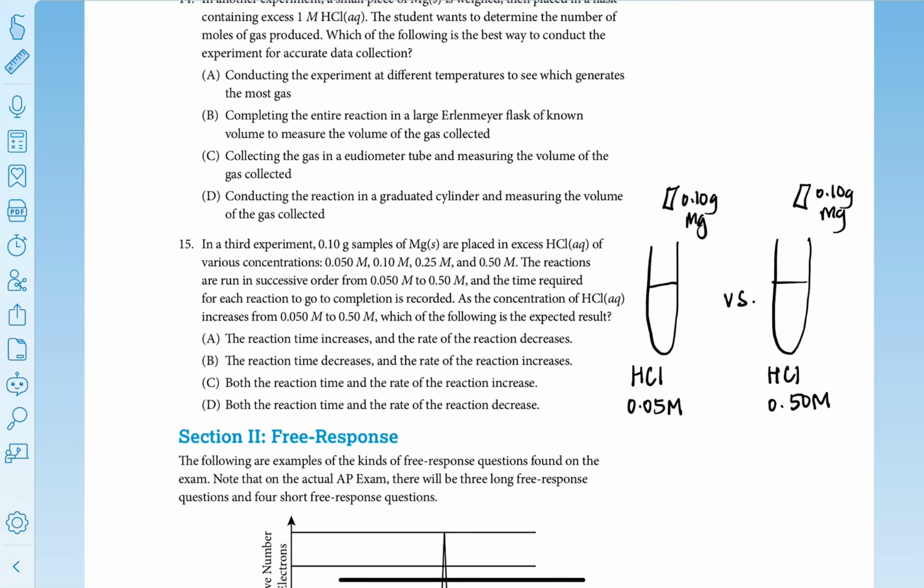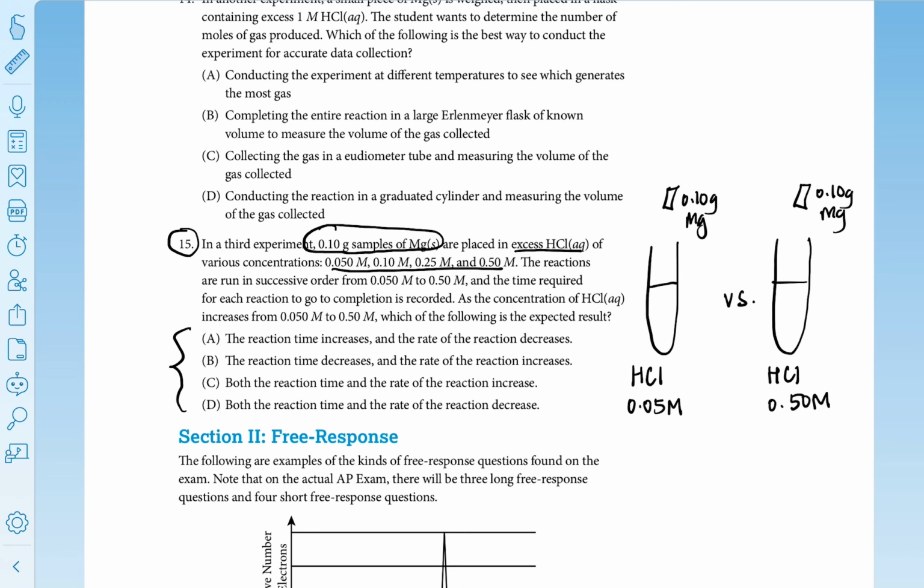Let's take a look at sample AP multiple choice number 15, which is about the reaction between magnesium, a 0.10 gram sample of it, and excess HCl of differing concentrations. Now, the question's asking me to figure out what's the relationship between the reaction time and the rate.